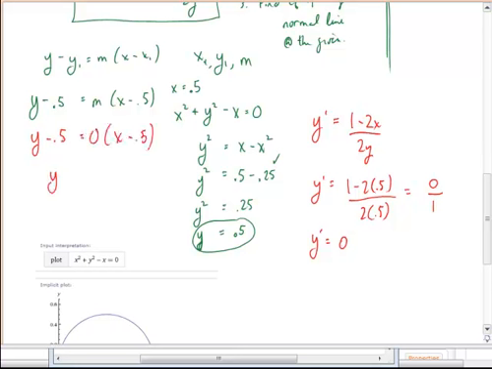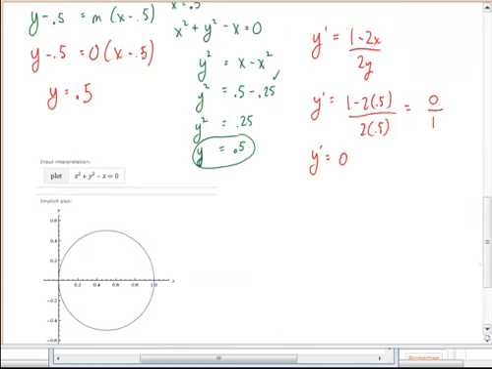I end up getting an equation of tangency that is y equals 0.5, and that would mark the location on this graph. I worked out Wolfram Alpha to give us a plot, and you can see where our tangent line is at 0.5 comma 0.5. The equation is y equals 0.5.